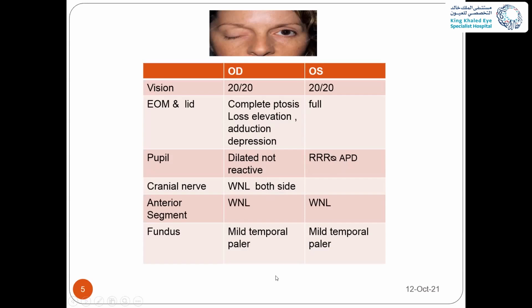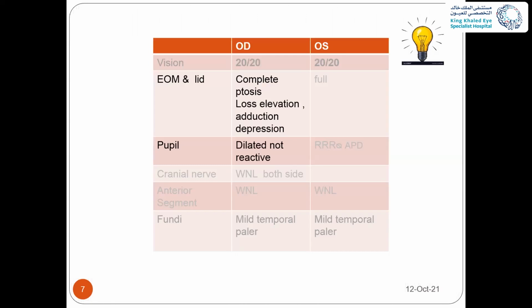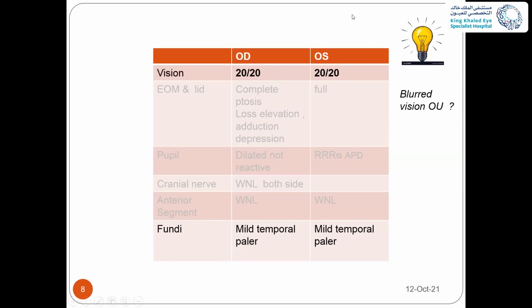So what's your next step? What are you thinking of? From the clinical history and the clinical findings, what else is coming to your mind? What are we dealing with? Here you can see complete ptosis, loss of elevation, adduction, depression, and a dilated, non-reactive pupil. That makes you think of third nerve palsy with a dilated pupil. Great. But what about the patient complaining of blurring of vision for the last 6 months and the mild temporal disc pallor? With these things in your mind, does it click? Does it light up other things?